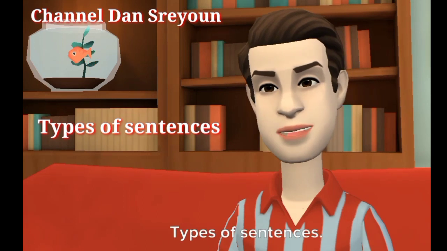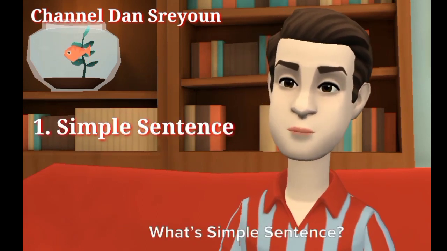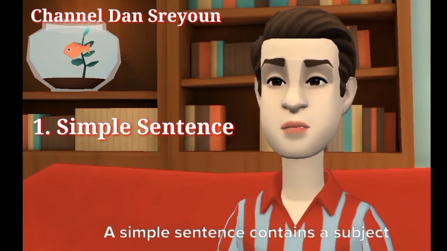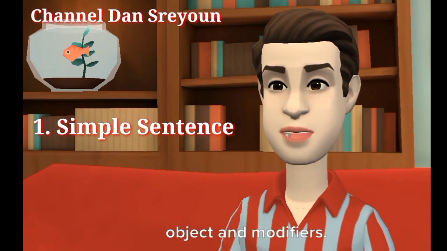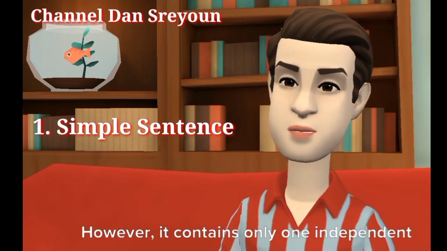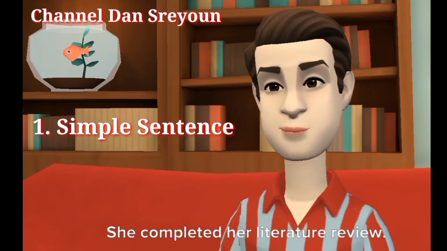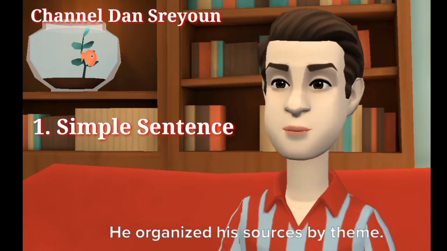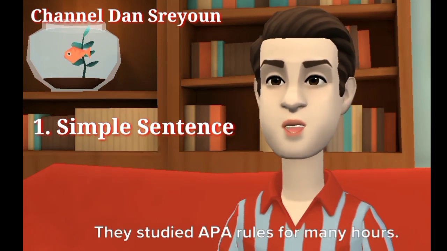Types of sentences. There are 4 types of sentences. 1. What's a simple sentence? A simple sentence contains a subject and a verb, and it may also have an object and modifiers. However, it contains only one independent clause. Here are a few examples. She wrote. She completed her literature review. He organized his sources by theme. They studied APA rules for many hours.